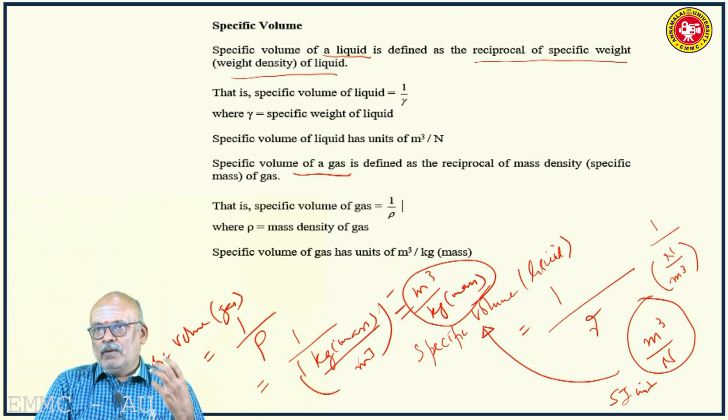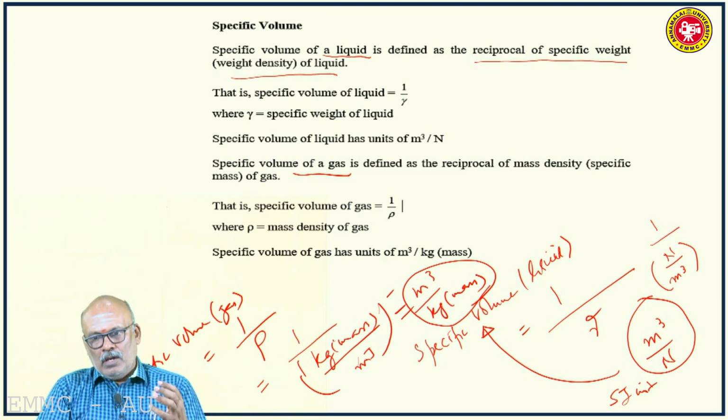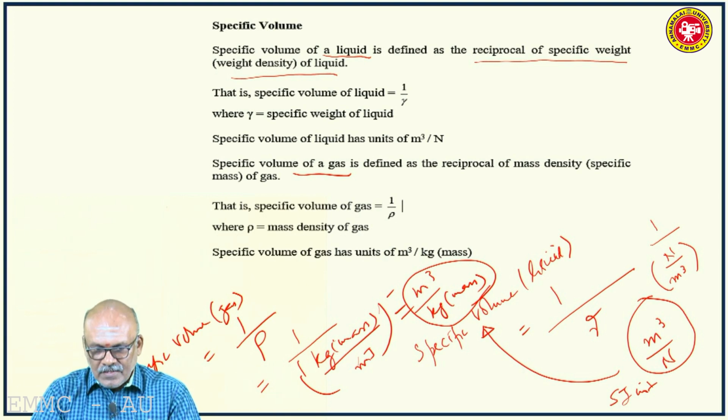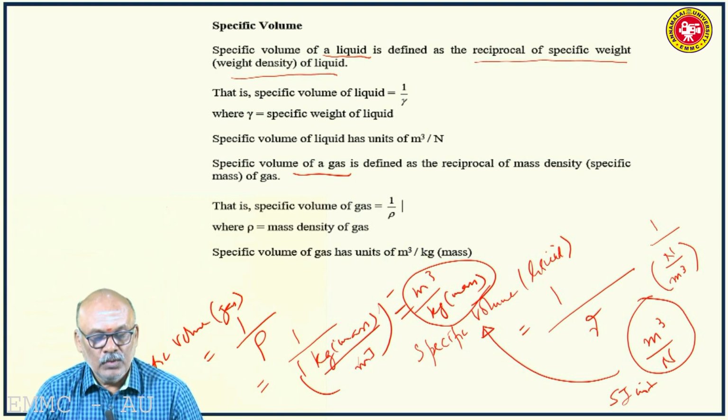So specific volume of a liquid is defined as the reciprocal of the specific weight of the liquid, and it has units of meter cube per Newton. Specific volume of a gas is defined as the reciprocal of mass density of the gas. So it has units of meter cube per kilogram mass. Okay.